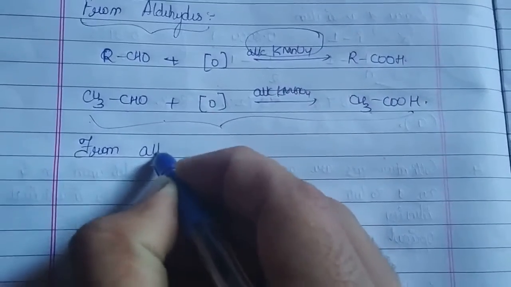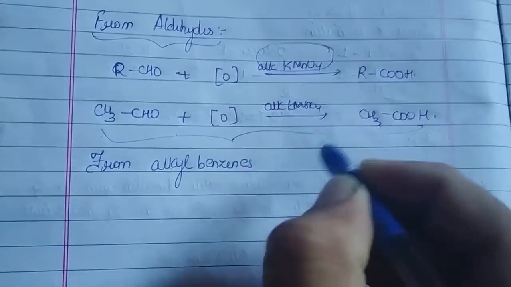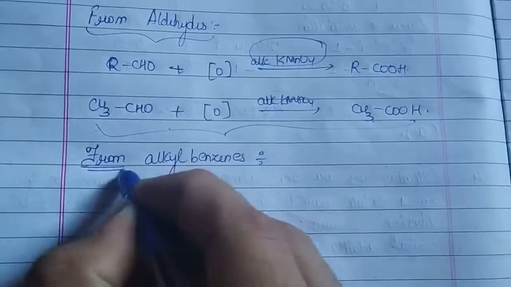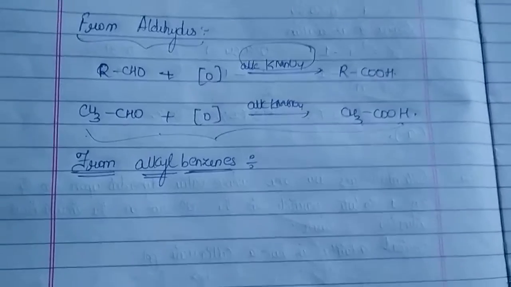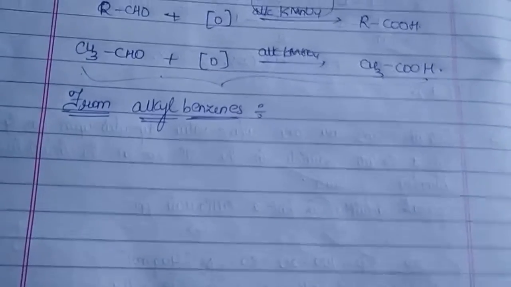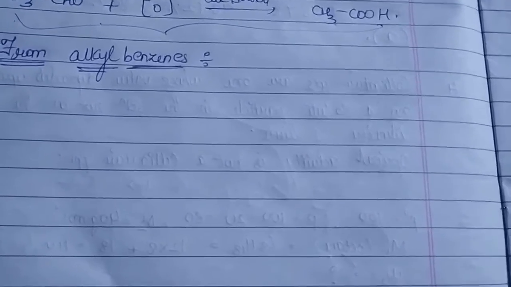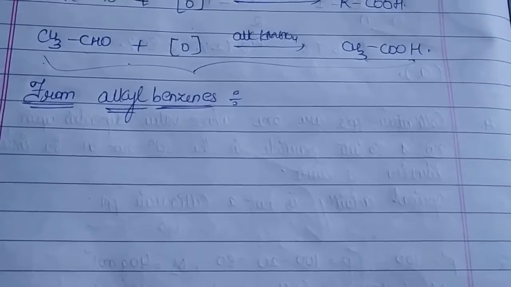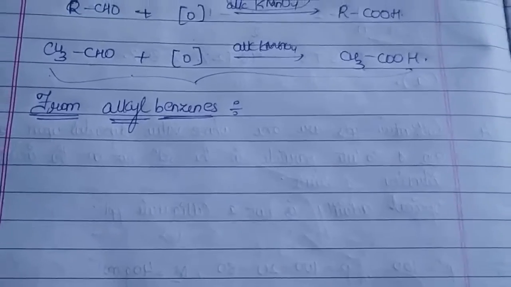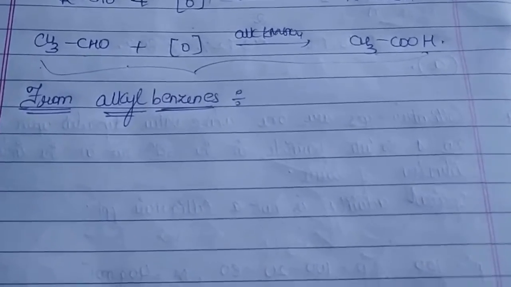From alkyl benzenes. A very interesting part, because here we are going to learn certain important notes. Important additional information will be given under this topic, so pay attention. First of all, we will understand how we can prepare carboxylic acid from alkyl benzenes. Remember, whenever these alkyl benzenes are oxidized with alkaline KMnO4 or even chromic acid, we are going to get benzoic acid.